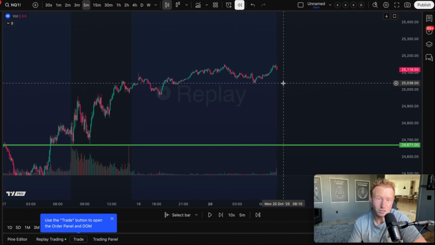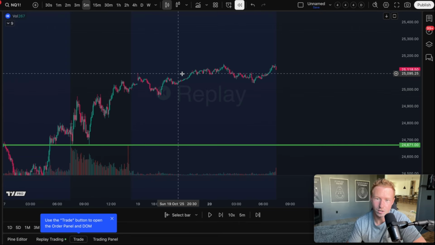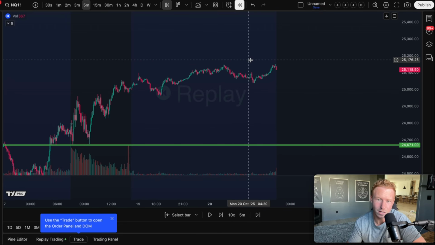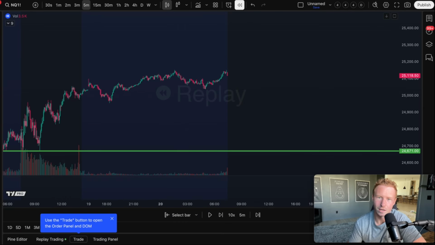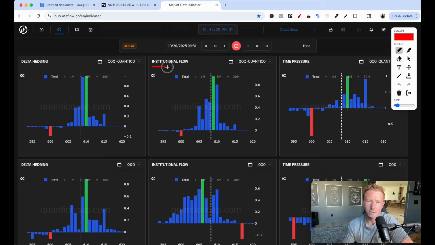Based on this chart, I don't know. It looks pretty balanced, like pre-market just chopped around. Maybe there's slightly more buyers, right? The trend is up for sure, but it doesn't give me much context, right? But we can see this is giving us a lot of context. Almost all buyers, and we can see the exact levels.